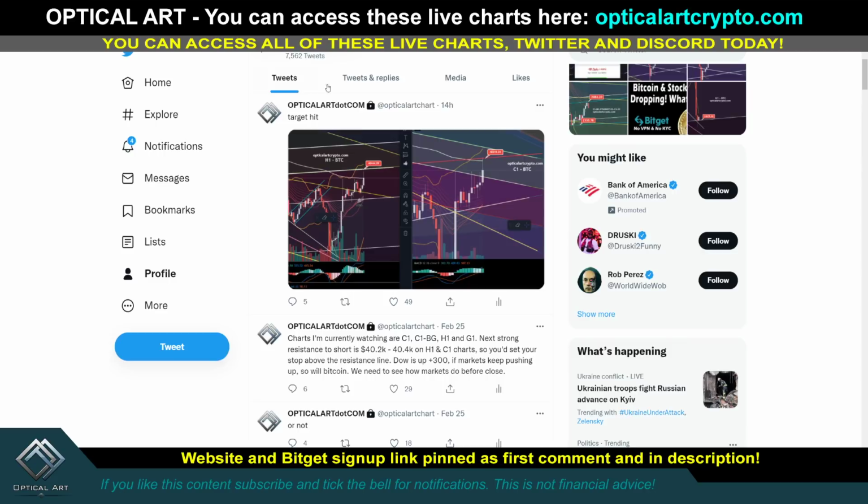I made a tweet here, guys. I keep you updated on Twitter and in Discord. I said, charts I'm currently watching, C1, C1BG, H1, and G1. I said, next strong resistance to short, 40,200 to 40,400. Matching targets on the H1 and C1 charts. So set your stop just above the resistance line.